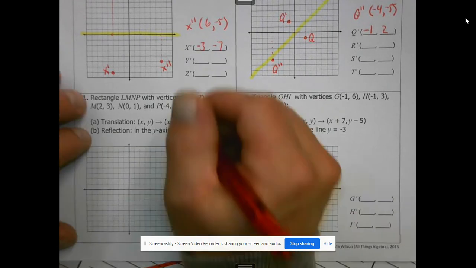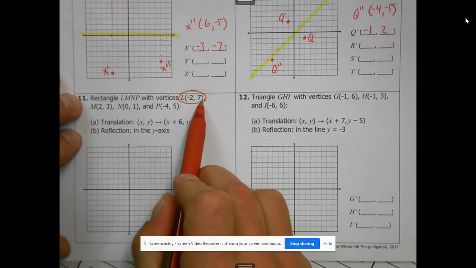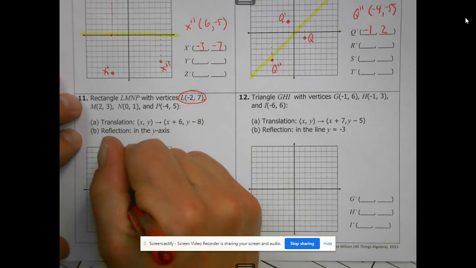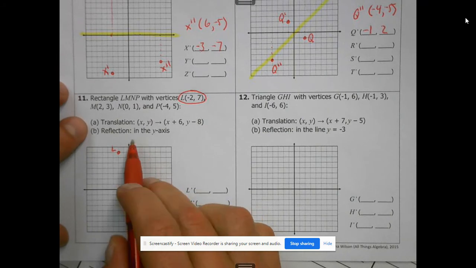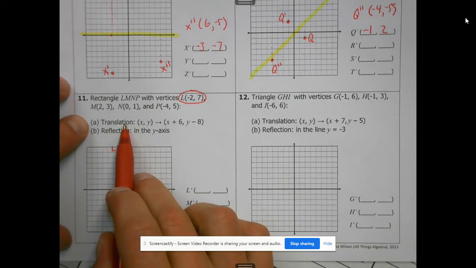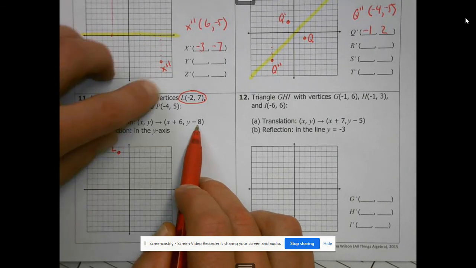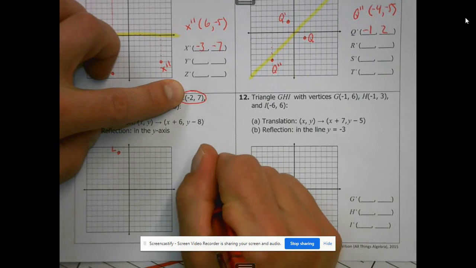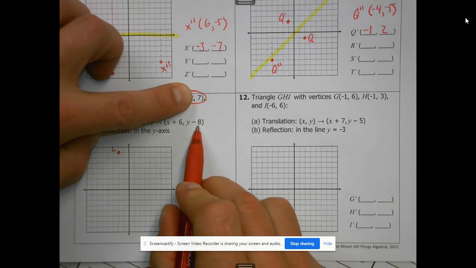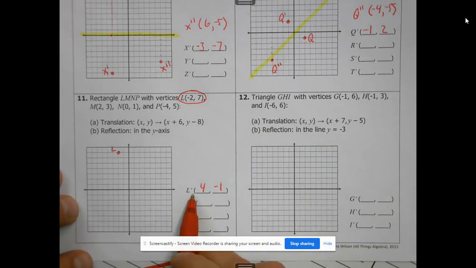Number 11, let's work with the point L. That point is back 2, up 7. And your first transformation is, hey, you're going to do a translation first. We're going to add 6 to the x's, and we're going to subtract 8 from the y's. All right, so negative 2 and 6 is 4. 7 and negative 8 is negative 1. All right, got the point. L prime is over 4, down 1.